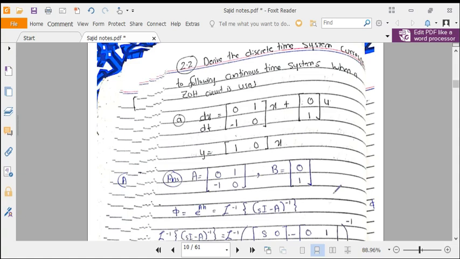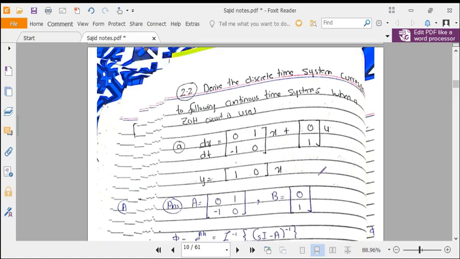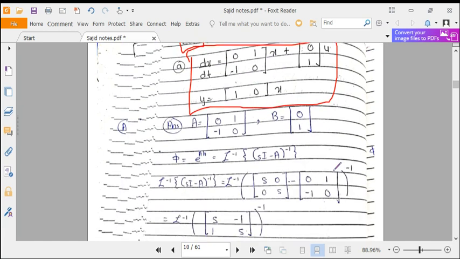I will be discussing another example. Here we have to convert this continuous time system into a discrete time system, or sampled data system. This is the continuous time system, and if we pass it through a zero order hold, we get a discrete time system. So we have to convert this continuous time system into a discrete time system.